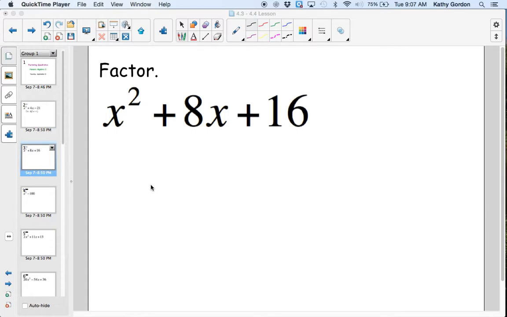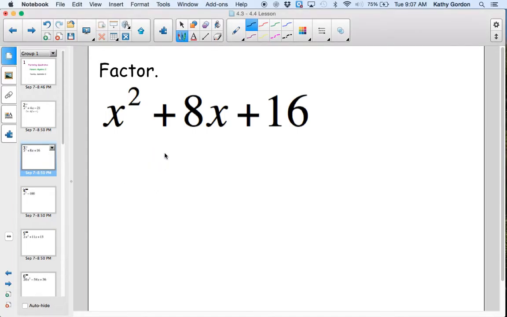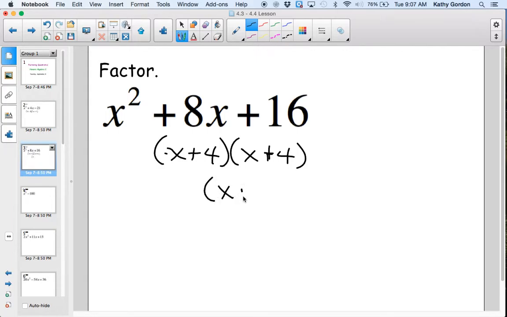Henry, what'd you get? X plus 4 times x plus 4. There's x plus 4 squared. Okay. X plus 4 times x plus 4. Or you said I could write it what? X plus 4 squared. Do you agree that that's equivalent? I could go either way? Okay.